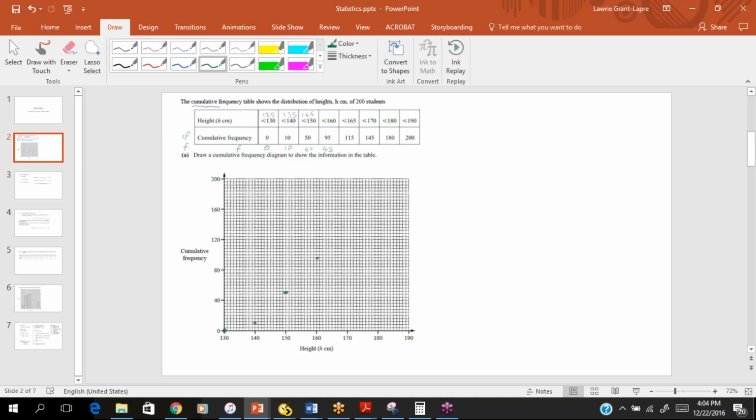Now, up to 165, there's another 20 students here, because 95 plus 20 makes 115. So at 165, we plot 115. Be careful here. We're now going 165, which is 1, 2, 3, 4, 5. They've suddenly changed, every 5, not every 10. And we go up to 115.